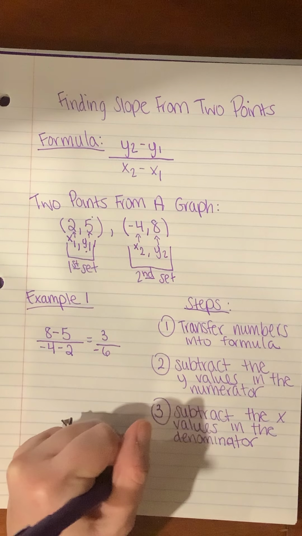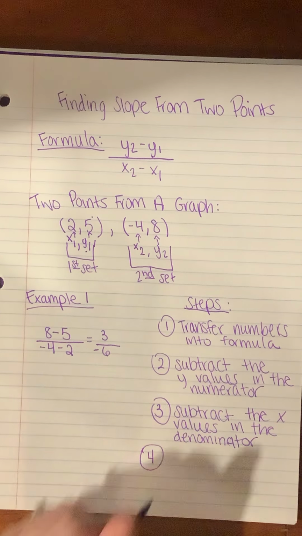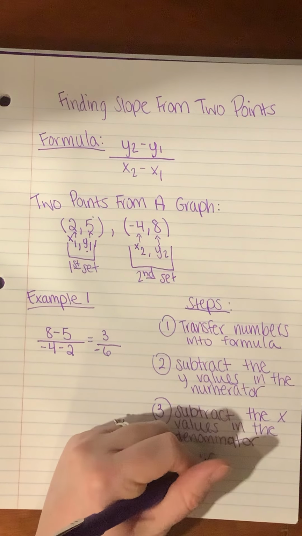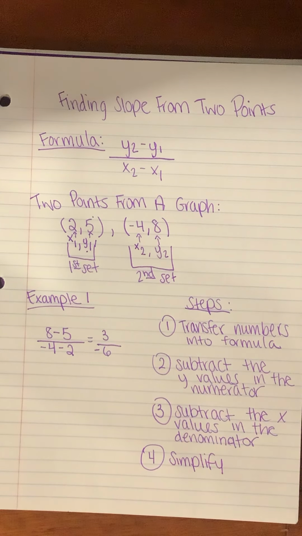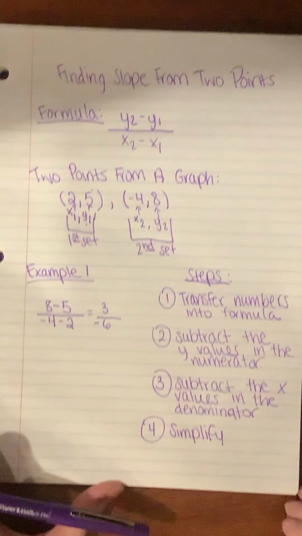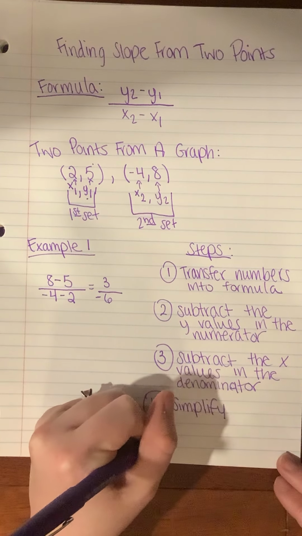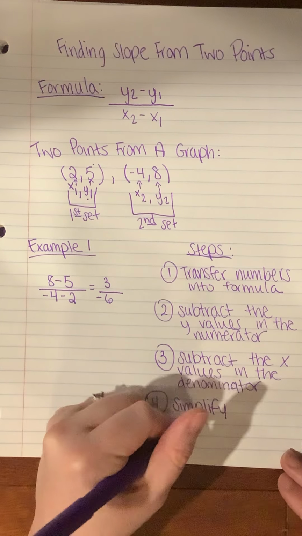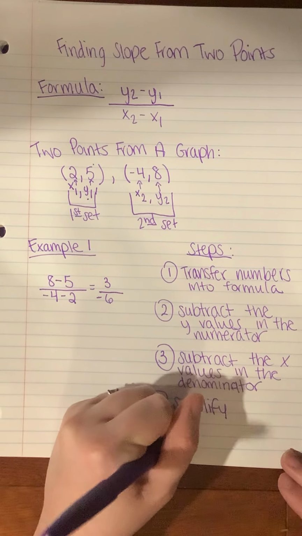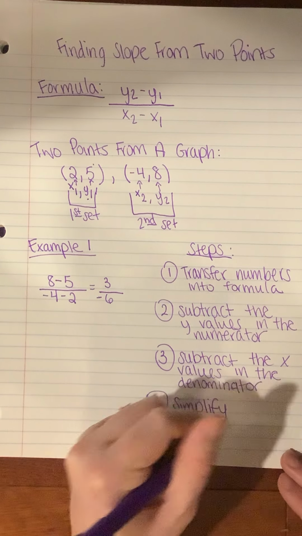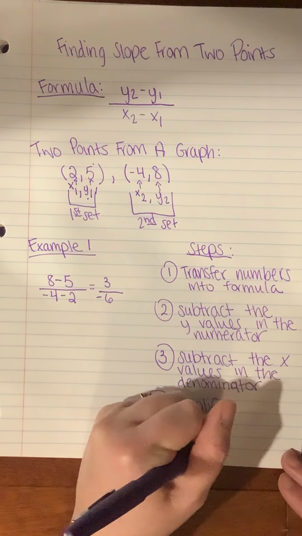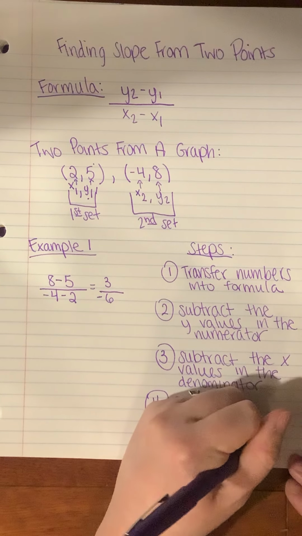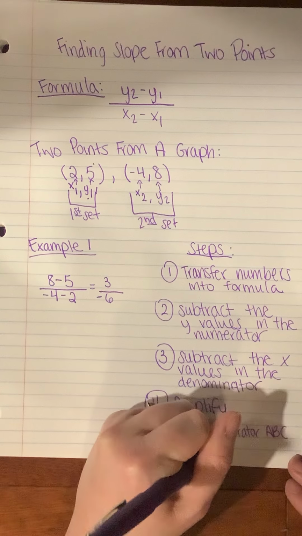Our last step, we have a fraction, so we need to simplify. Some of your fractions might simplify, some of them might not. It's always good to double check. And remember, steps to simplify, this should be a review. You should be entering in your calculator your numerator, the ABC button, and the denominator.